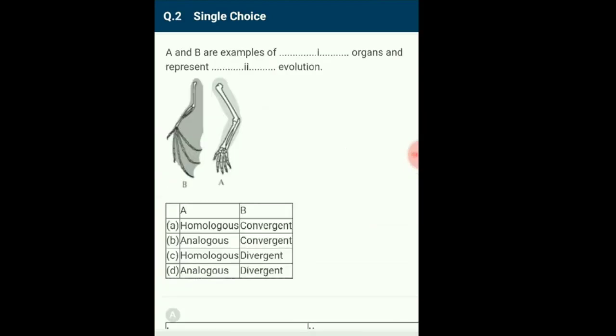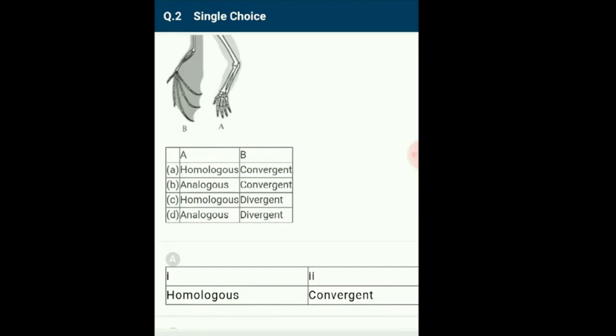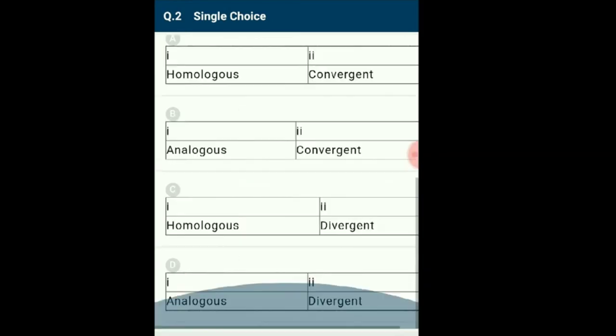Question number 2. A and B are examples of dash organs and represent dash evolution. Homologous organs share a common origin or ancestors but have different functions. Example 1. Pattern of bones of forelimbs in whales, bats, cheetah and humans, including all mammals. Example 2. Heart in vertebrates. Example 3. Brains in vertebrates. Example 4. Thorns of bougainvillea and tendril of cucurbita. So the correctly matching option is C.